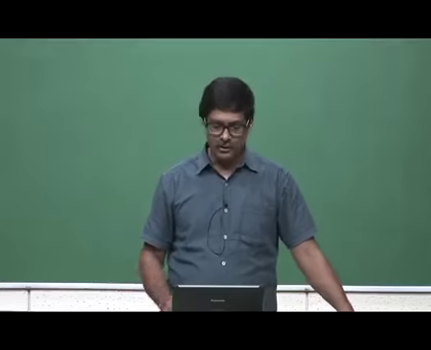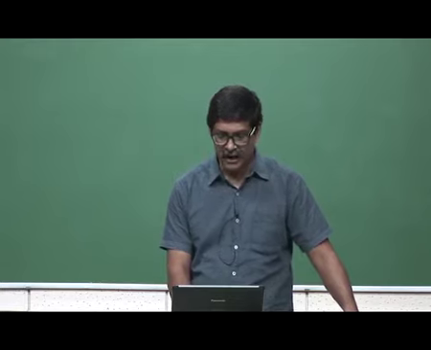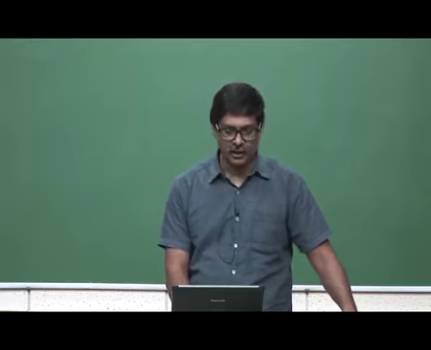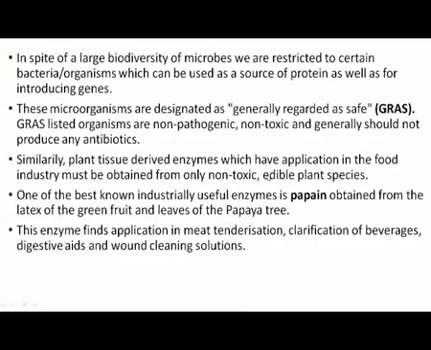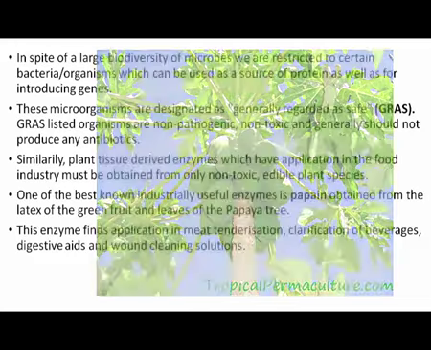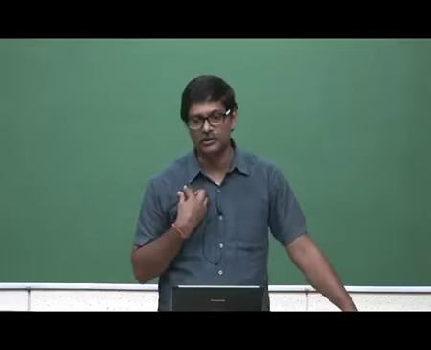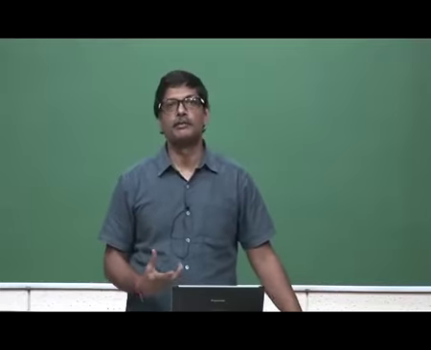Similarly, there are many plant tissues from which we can derive enzymes which have applications in the food industry, and they must be obtained from non-toxic edible plant species. One of the very classical examples is papain, which is obtained from the papaya tree. All of you know this. This papain is a fantastic enzyme, and it finds application in meat tenderization, clarification of beverages, as a digestive aid, and wound healing. Various pharmaceutical formulations have been made by use of papain.